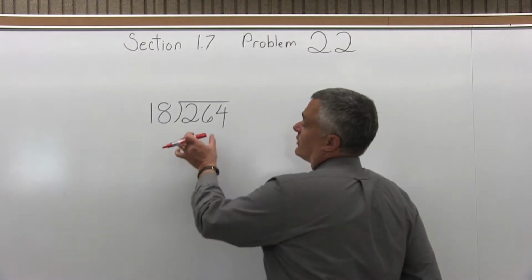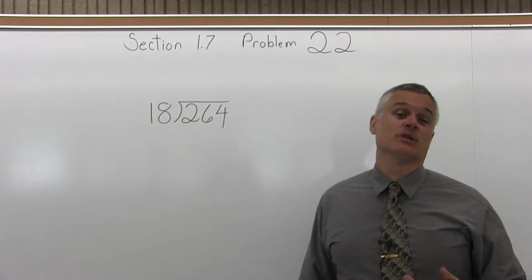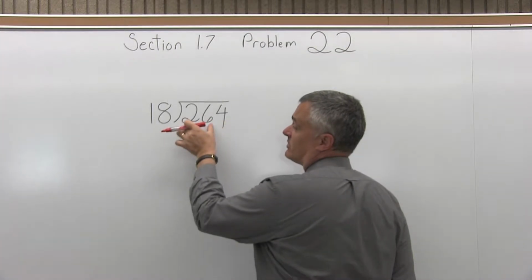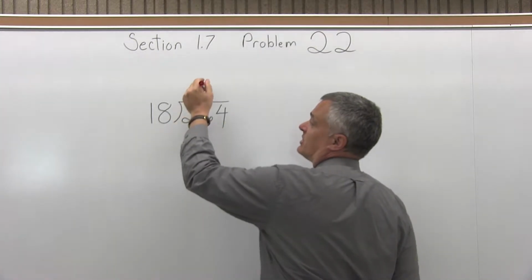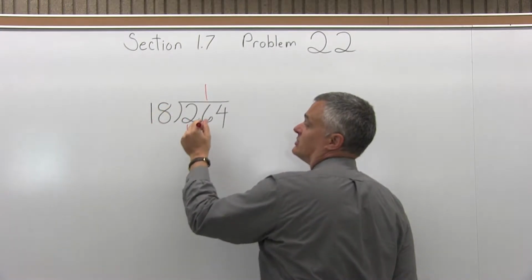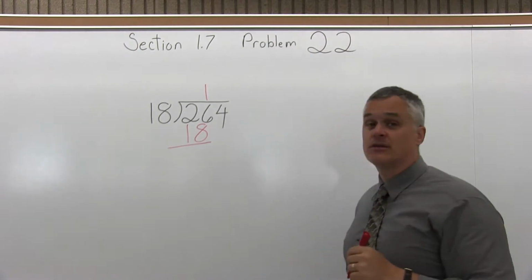So what I have to do first is just focus on the 26 and ask myself, how many times will 18 go into 26? Well, it'll only go in once. If I try and do it twice, it's bigger than the 26. So I'll put it in one time. 1 times 18 is 18, so I write that 18 under the 26. Now I'm going to subtract.